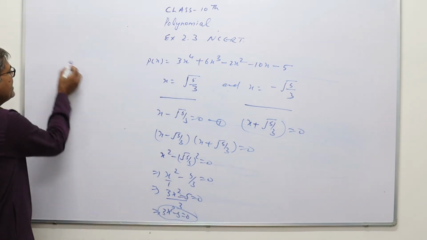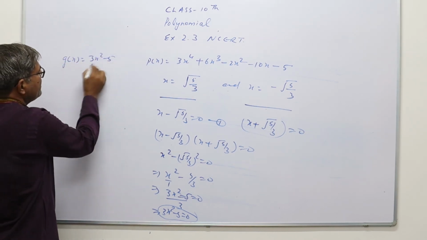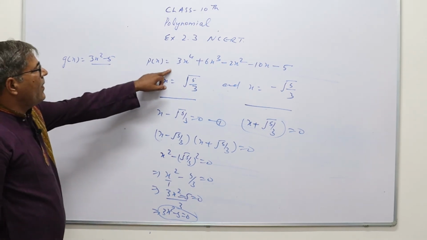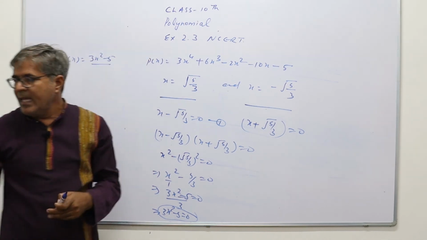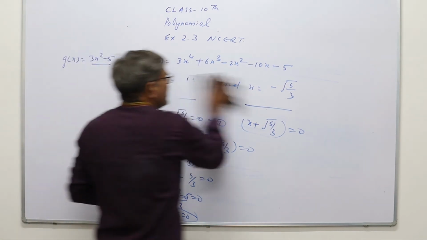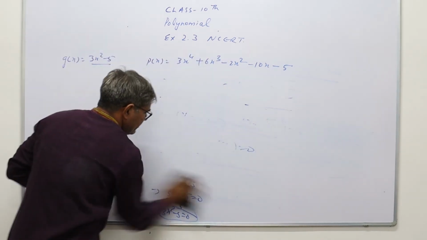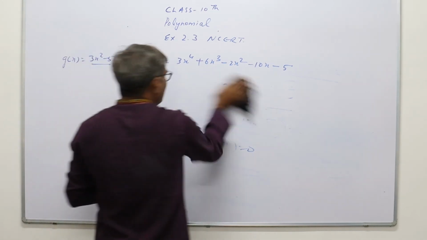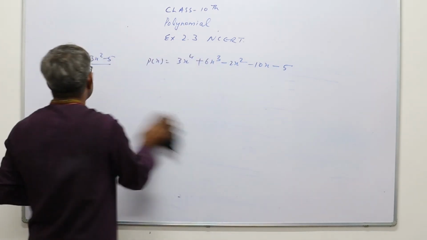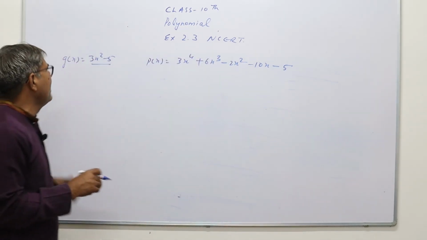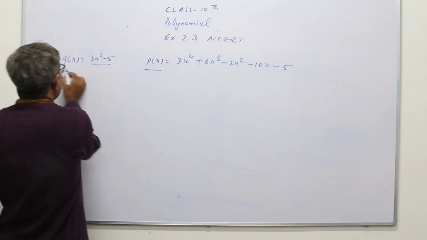Now let it be g(x), and g(x) equals 3x square minus 5. Now we will divide the given polynomial by g(x), 3x square minus 5, and then we will find the other two zeros. This question is very important from the exam point of view. So by the given zeros we find one polynomial and let it be g(x). Now to find the other zeros, first we will divide the given p(x) by the g(x).